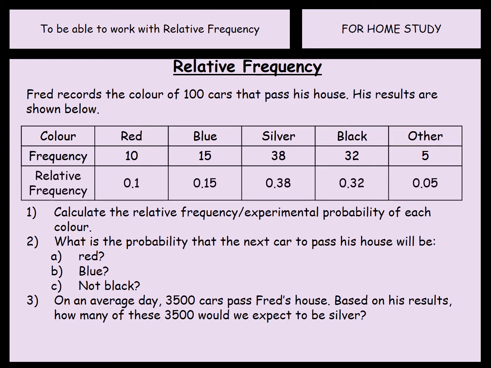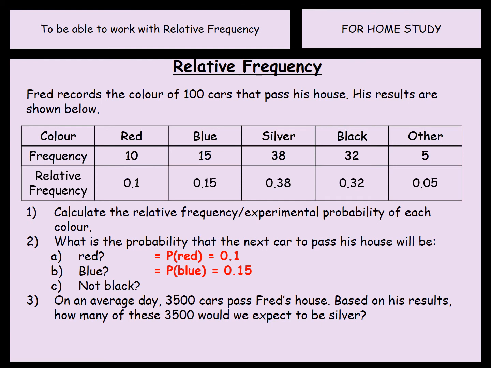Okay, so your relative frequency, notice that this was out of 100. So we've got 10 out of 100, which is 0.1, 15 out of 100, 0.15, and remember every time I say out of, we're doing a divide, 38 out of 100, and so on and so on. What's the probability that the next car to pass his house will be red? Well, we can see we're using our relative frequency, so red is 0.1, blue is 0.15, and not black. So we can't have this one. You might notice that all these add up to 1.